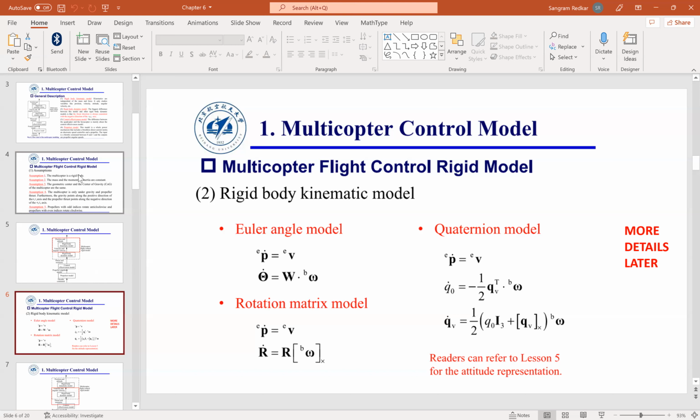Now, let me give you a brief overview of what these equations mean. I want you to look at the Euler angle model. On the left hand side, you have E P dot is equal to E V. P dot is the rate of change of position. E means Earth-centered, Earth-fixed coordinate, and it is given as the velocity of the vehicle in the Earth-centered, Earth-fixed coordinate. This one line equation is actually three equations because there is velocity in x direction, velocity in y direction, and velocity in z direction. That is what that equation is about.